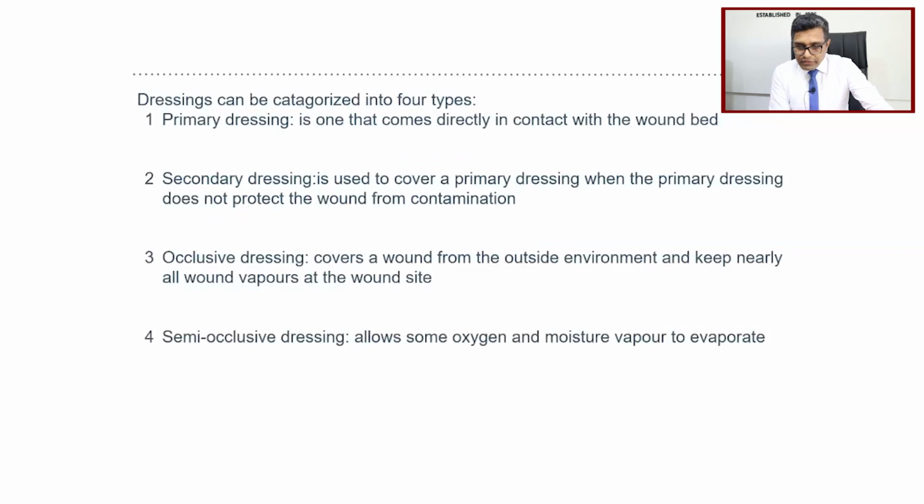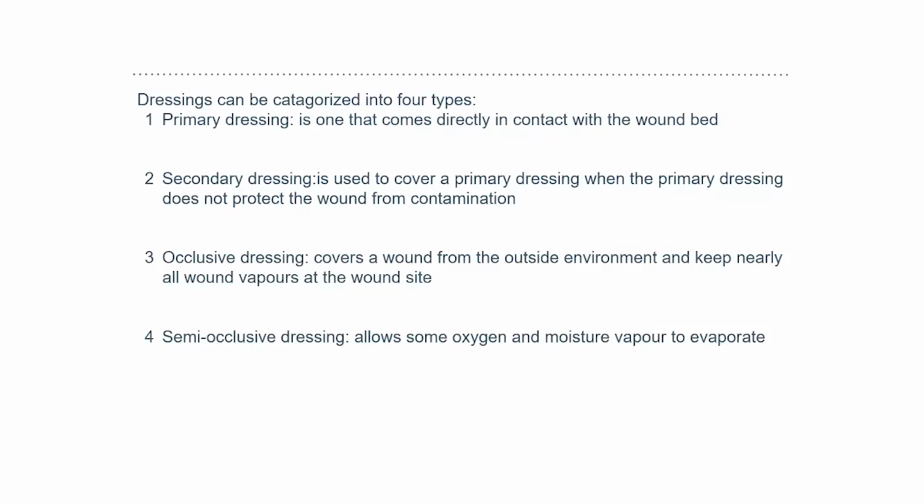Now, there are 4 types of dressings. You get a primary dressing that goes directly on the wound, that we call a primary dressing. Now, what is a secondary dressing? If there is a primary, there should be a secondary. So, a secondary dressing is something that covers the primary dressing. Very easy to understand. So, if you want to purchase dressing types, you need to have your primary dressing set, and you have to have your secondary dressing set.